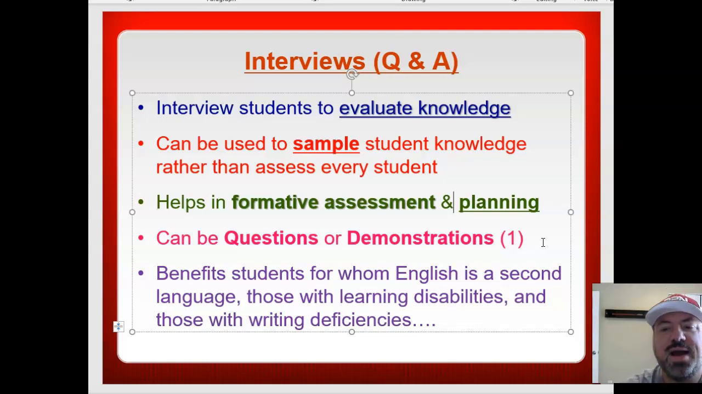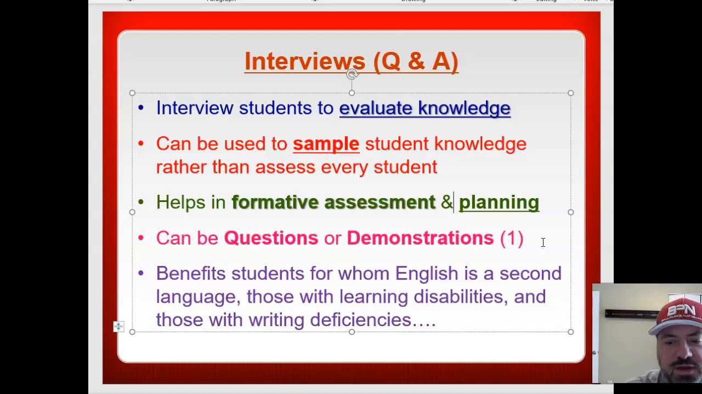All right, so you can combine things in this question and answer, such as demonstrations, questions. You can assess all three domains. And this is, like I said, brief. It's done usually as a formative assessment technique, and it's more of on-the-spot learning.